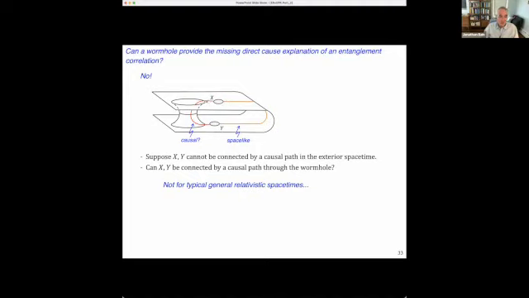And then the question is, does the existence of a wormhole that connects them allow them to send a causal signal, allow them to be connected by a causal curve. And as we've seen, the answer to this, is there a causal curve between regions X and Y through the wormhole? Not for typical general relativistic spacetimes, in particular spacetimes that satisfy the average null energy condition. So wormhole connectivity arguably cannot provide a missing direct cause explanation of entanglement correlations.